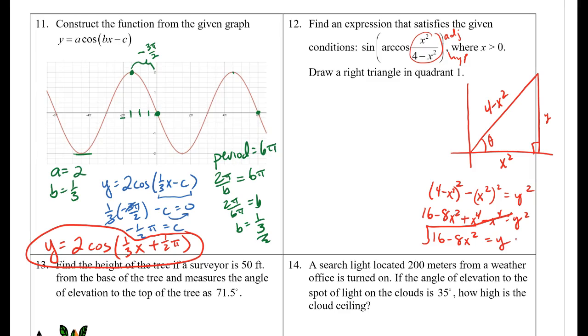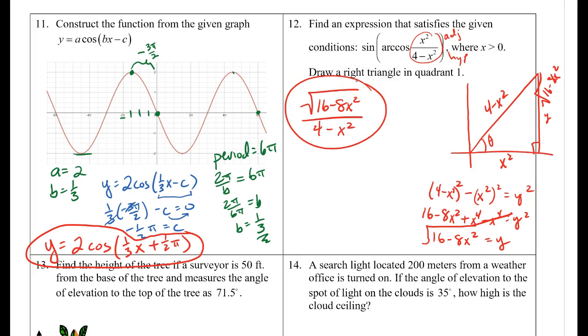If we take the square root of that, I get y. So my y value over here on the side is the square root of 16 minus 8x squared. There's really nothing I can do to simplify that, so we're going to leave it just the way it is. So now I want the sine of that triangle, and sine is opposite over hypotenuse. So we have a ratio of the square root of 16 minus 8x squared all over 4 minus x squared. And that is as reduced as we can get it. So that's all done.